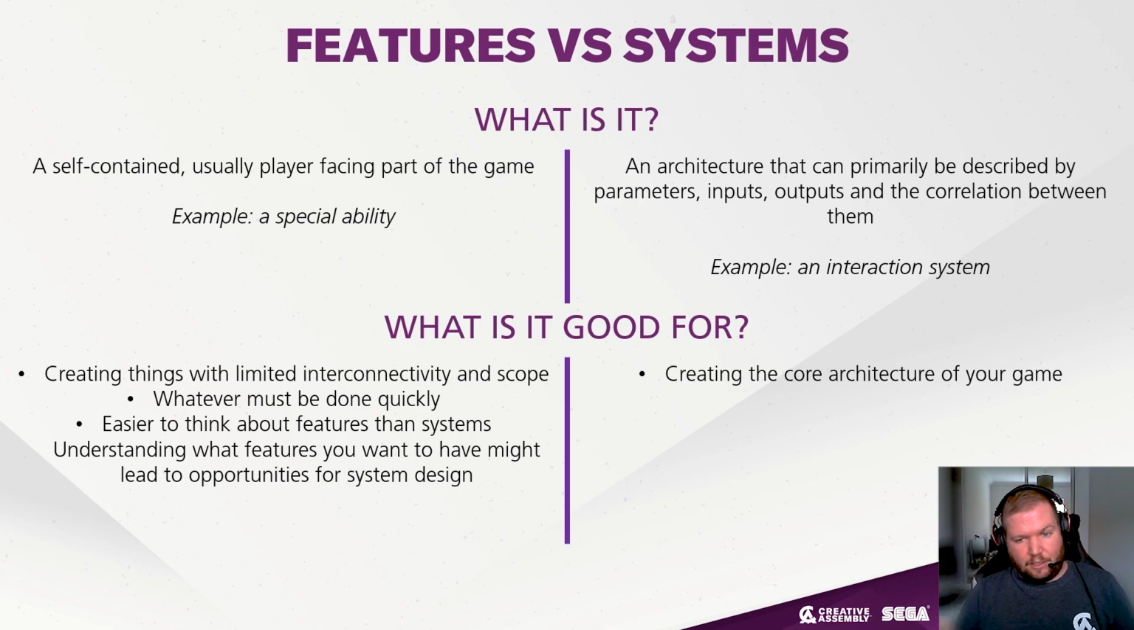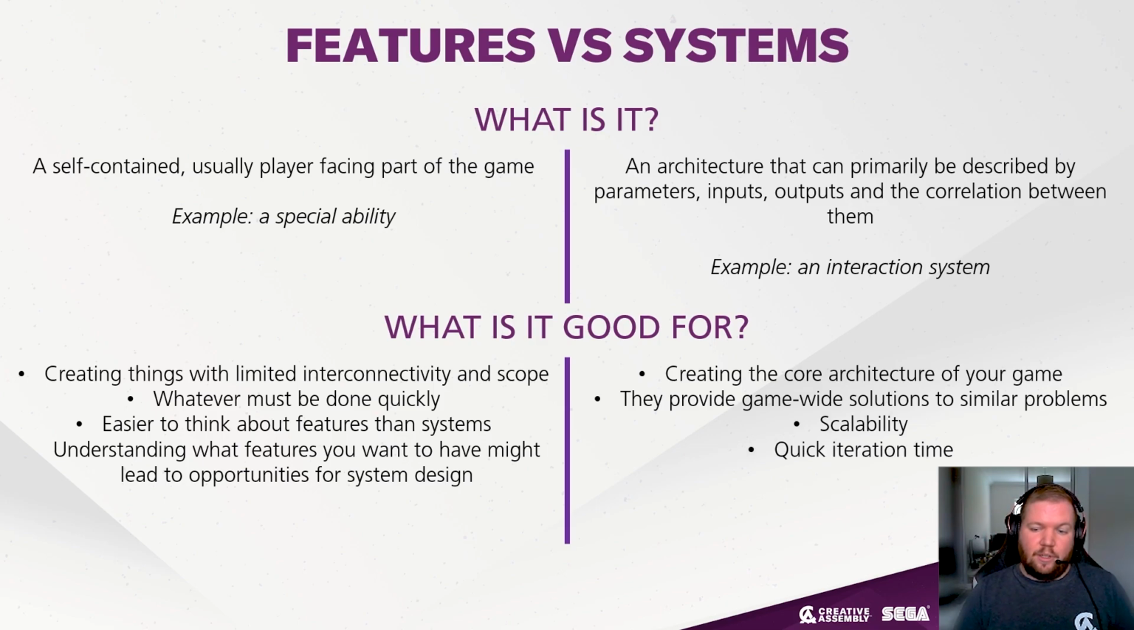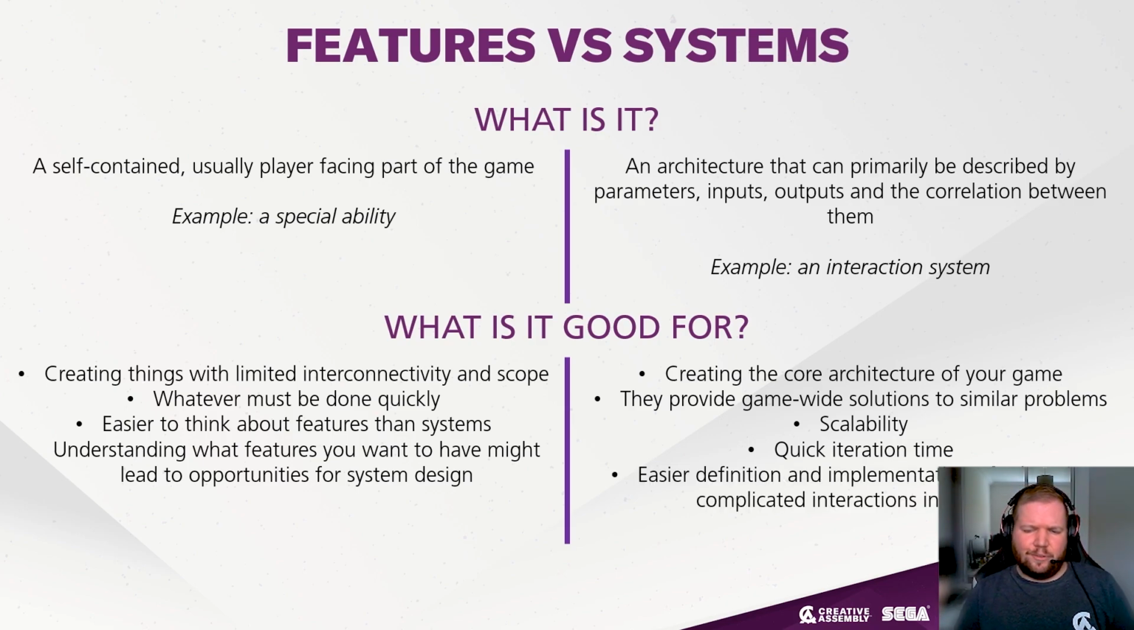And in terms of systems, they are good for creating the correct architecture of your game. They usually provide game-wide solutions to similar problems in your game, for example, interacting with objects in the world. They are scalable and generally have much quicker iteration time. And they provide an easier definition and implementation of otherwise rather complicated interactions in the game. When you hear the buzzword systemic interactions, what they actually mean is that it's not just a bunch of features put together in a Wild West. In any given game, they have different systems that have defined interactions with one another, and this consistency will carry throughout the game.